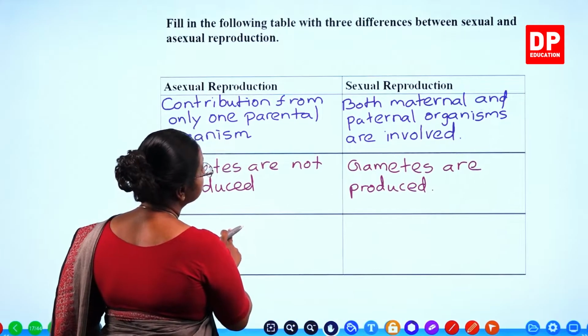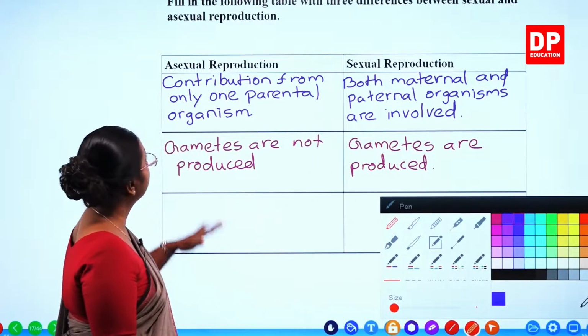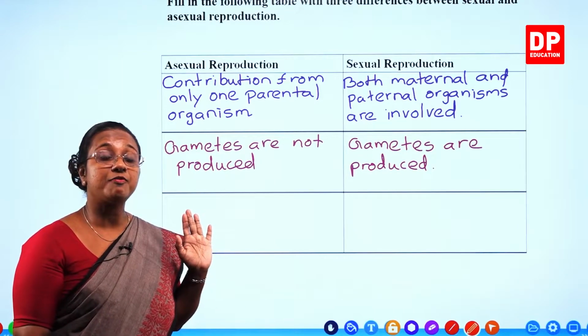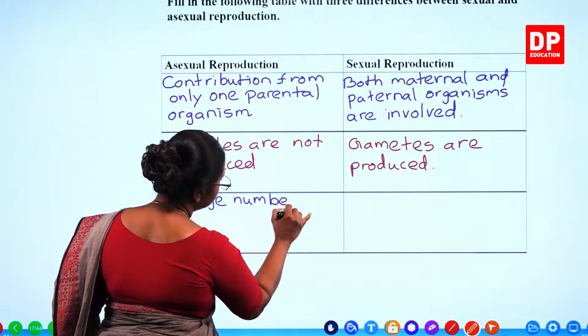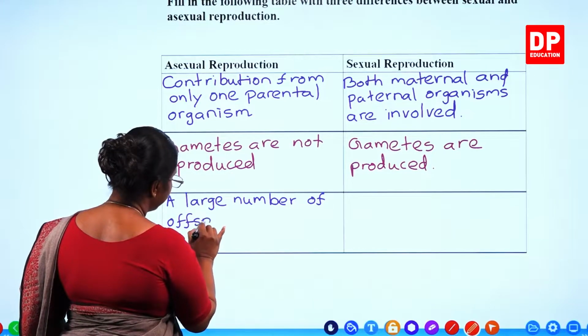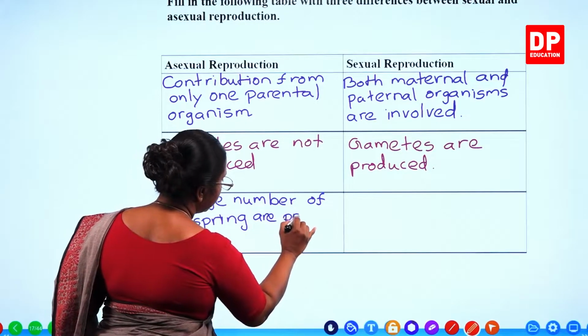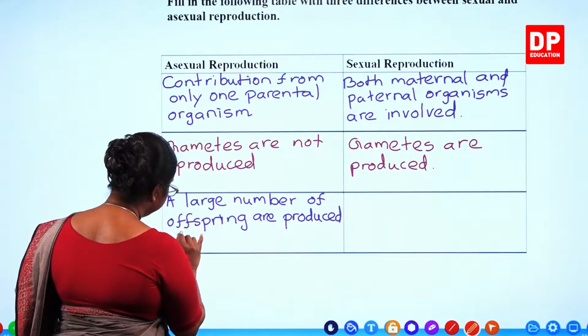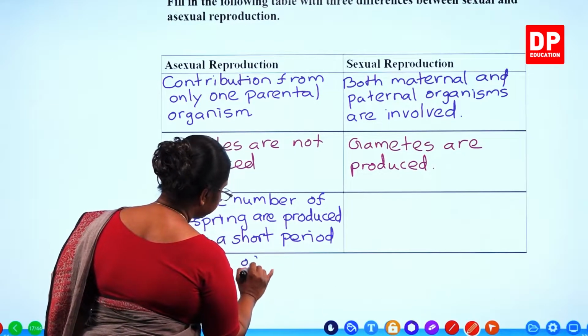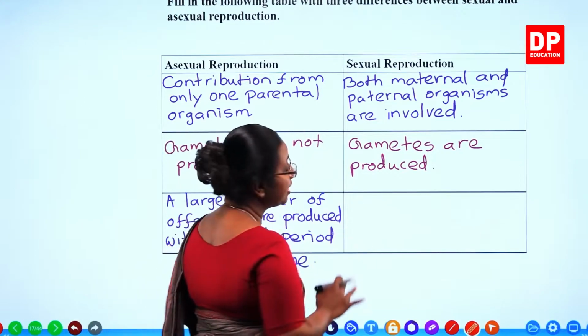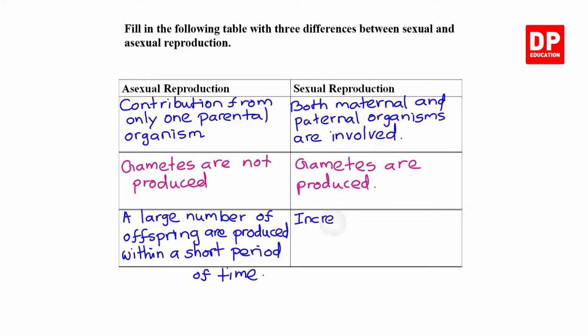So then, the third one, I will say in asexual reproduction, a large number of offspring are produced within a short period of time. But here, during sexual reproduction, increasing in number of organisms occurs slowly.